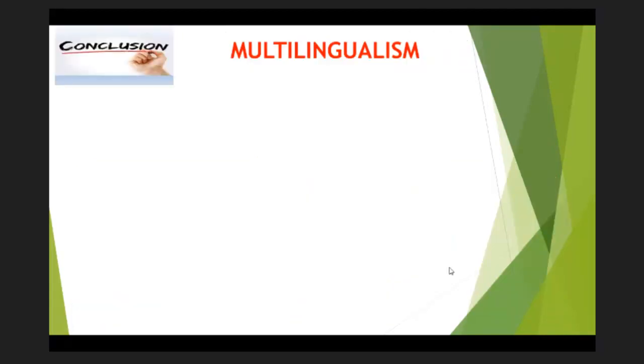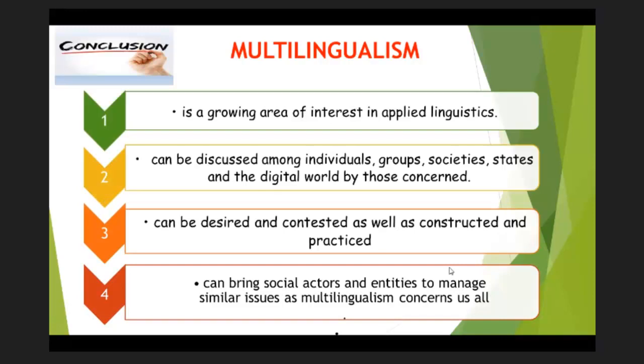To sum up, I will mention three points that we need to keep in mind about multilingualism. The first one is that this is a growing area of interest in applied linguistics. The second one is that it can be discussed among individuals, groups, societies, states, and the digital world by those concerned, like educators, policymakers, and so on. And the third one is that it can be designed and contested as well as constructed and practiced.